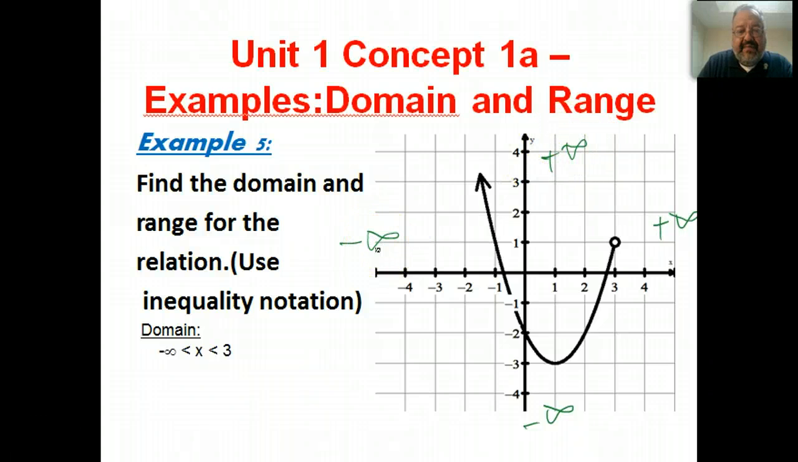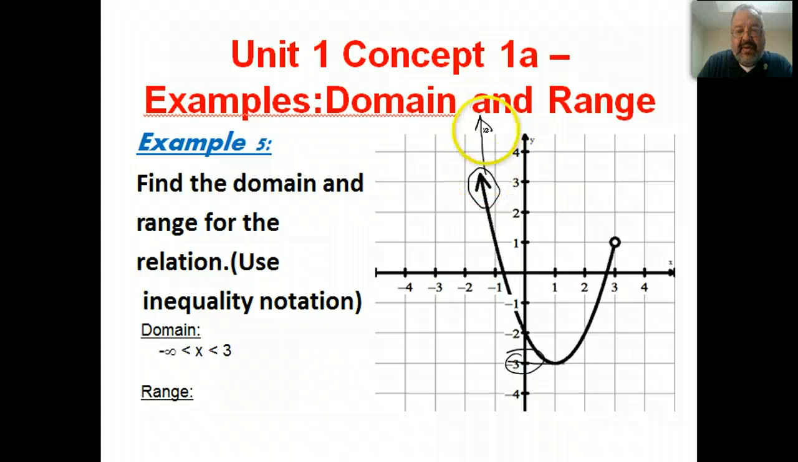So over here I'm going to negative infinity. And then to the right side, I want to go to 3. But it does not include 3 because of the open circle. Now for the range, that's going to be the y values. The lowest y value I can take is this one here. It's negative 3. And the highest one is just going to keep on going forever and ever. So it includes the negative 3, but it does not include the infinity.